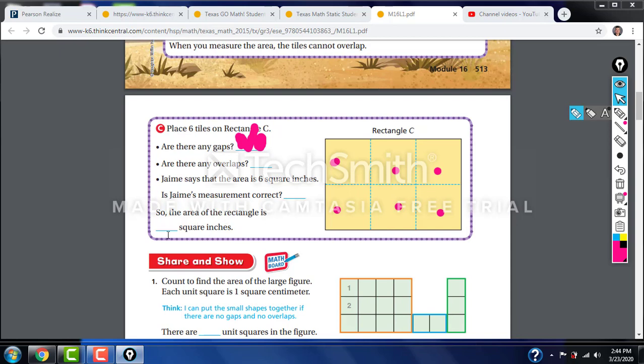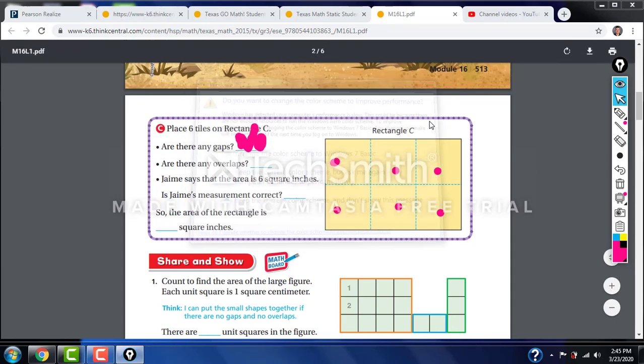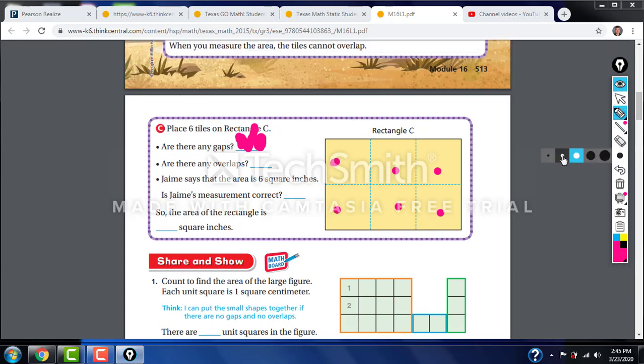So the area of the rectangle is 1, 2, 3, 4, 5, 6 square inches. The answer is 6. And again, if we look at how we figure this out with multiplying, you have 1, 2 here, 1, 2, 3. To get the area, you multiply your length times your width.